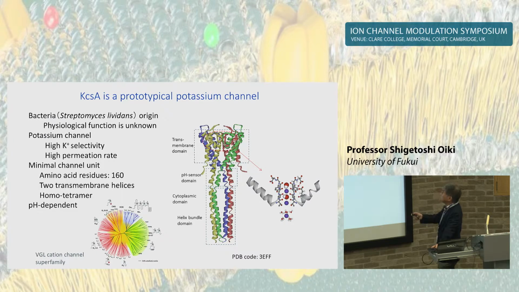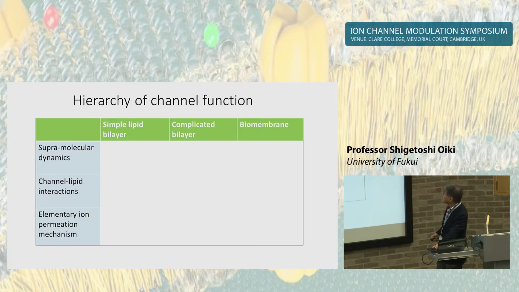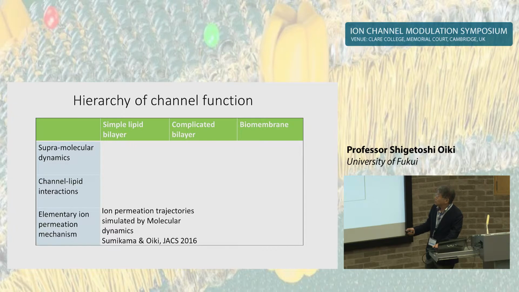In the selectivity filter, each ion is resolved, and when the ions permeate through the selectivity filter, they permeate as a single file. This is also a very interesting story. But to study these elementary processes of the ion channel, we need to use a membrane, and for the permeation property, we use a simple lipid bilayer.